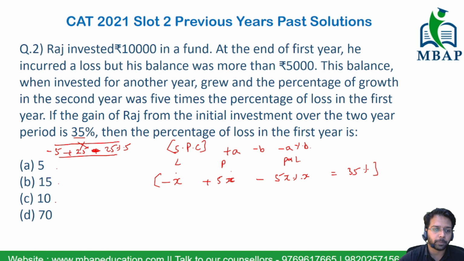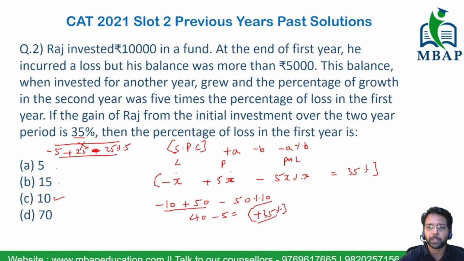If you look at all the options, if you check with option C, which is 10, it's going to become minus 10 plus 5 times 10, which is plus 50, minus 50% of 10. Let's see what the value is. Minus 10 plus 50 will give you 40, and then 50% of 10 will give you 5, and the final expression will give you plus 35% in the end.